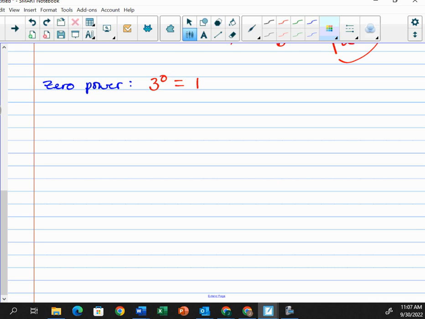Let's say I have 3 divided by 3. Do you agree that that is 1? Okay. I'm going to write that as 3 to the 1st over 3 to the 1st. That's the same thing, right? If I use my quotient rule, that'd be 3 to the 1 minus 1, right? Subtract exponents when you're dividing. So that's why it's 1. Okay?